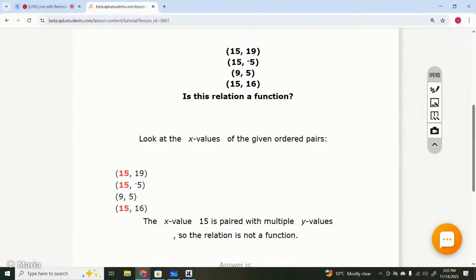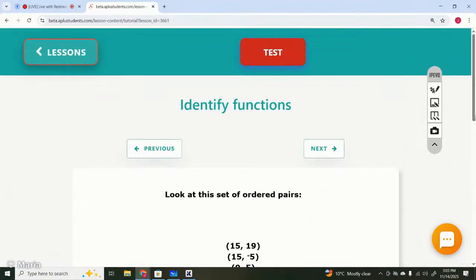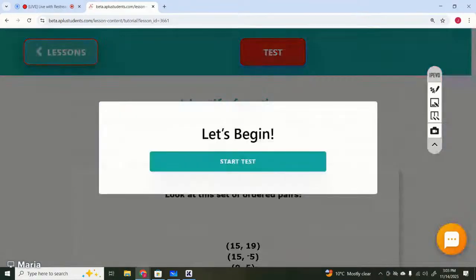Only one value of x to one value of y, right? One value of x can map to only one value of y. So the relation is not a function. Let's just start with the test questions.